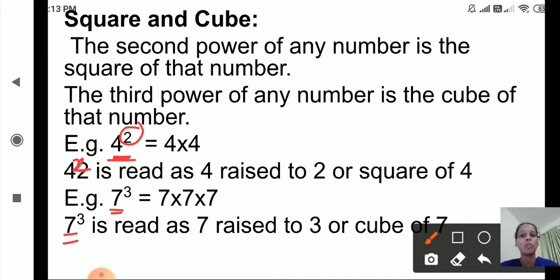This is square and cube. The second power of any number is the square of that number, and the third power of any number is the cube of that number.